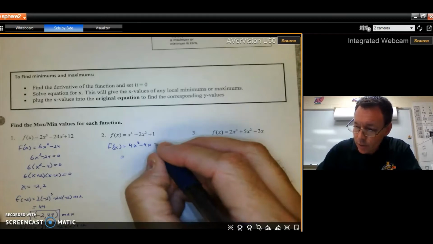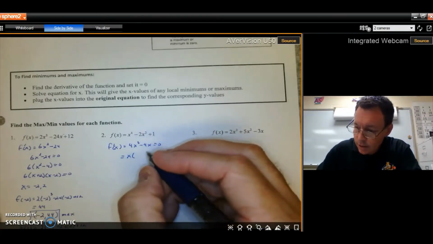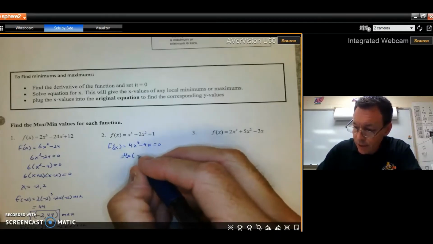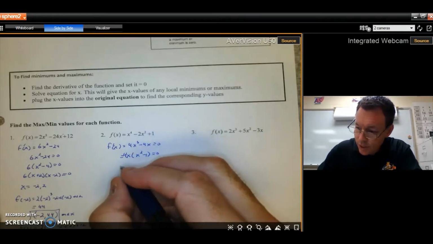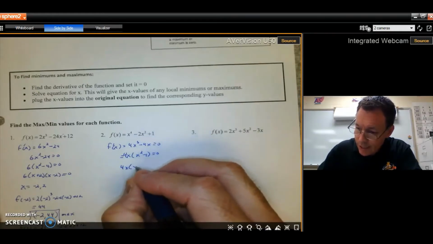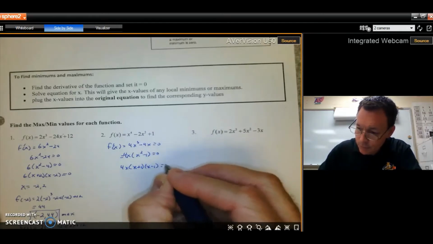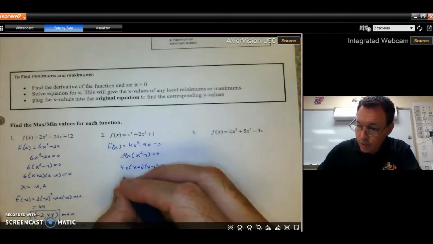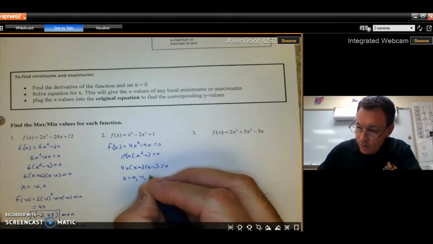If you're setting this equal to 0 and solving, the first thing you'd want to do is factor out an x. Actually, factor out a 4x. Factor out that 4 as well. And that'll leave me with x squared minus 1. This is the difference of squares again. So this is 4x(x plus 1)(x minus 1). And so this actually has 3 places where the slope is 0. X equals 0, negative 1, and positive 1.